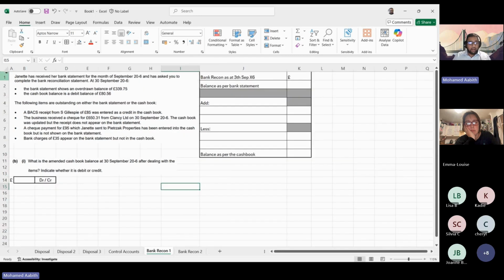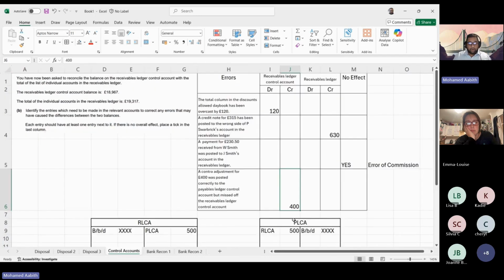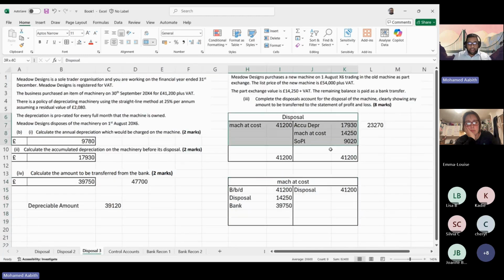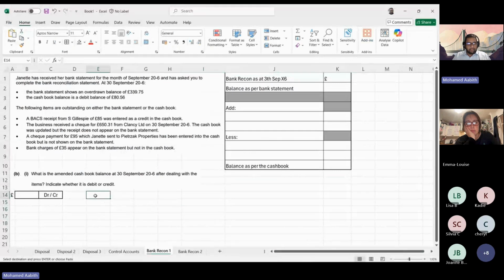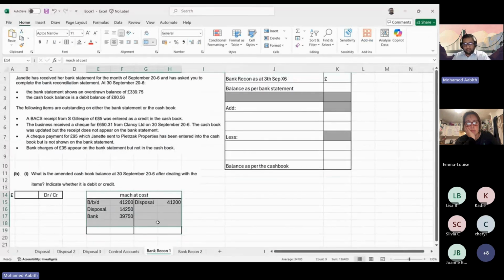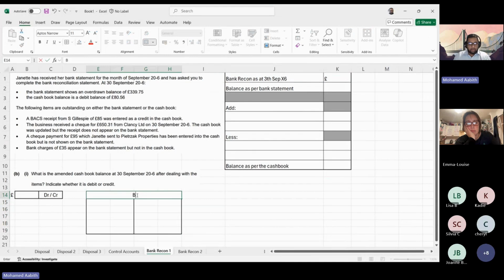So what I'm going to do quickly is pick up an account, and then update my cash book. I probably have to do that here. So let's see whether we can update the cash book. So here, the bank account in my cash book.